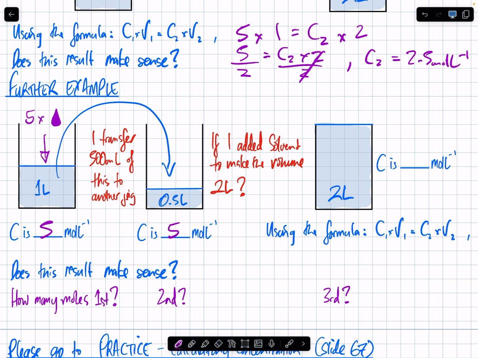If I added solvent to this, to make it up to 2, so this is 1.5 here. So a slightly more complicated example. I made it slightly more complicated and then I got confused. All right. What concentration is that going to be? Do we have a formula to work it out? Is it as easy to guess this one though? I see one nod, but is it going to be 2.5? No. Why is that?